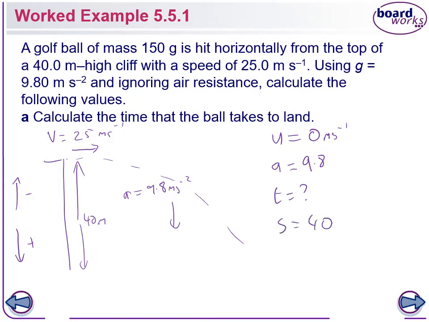So by looking at this, all of this is in the vertical plane. We've got 3 values that we know. So that means we can find the last one. Well, the best thing to do at this point is to look at the letters you have written here and find a Suvat equation that involves them all.